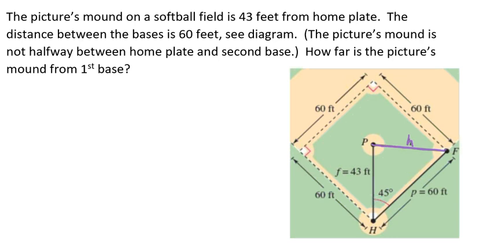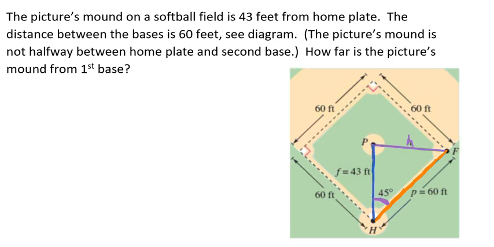So in our triangle HPF, angle H is 45 degrees, okay? Angle H is 45 degrees. And we know that because the line segment HP bisects the right angle at angle H. All right, so we have that f is 43 feet, the distance from the pitcher's mound to home plate. And we also know that the distance from home to first is 60 feet. So we're trying to solve for h.